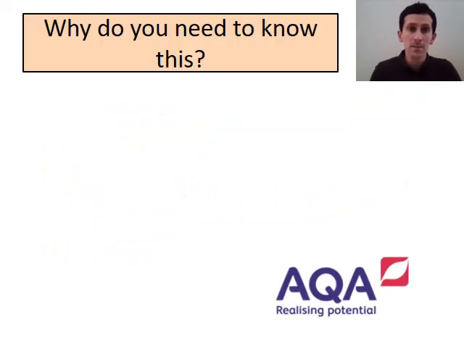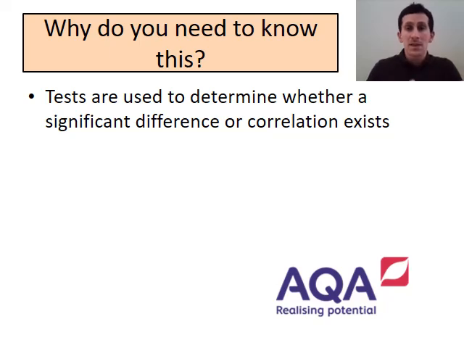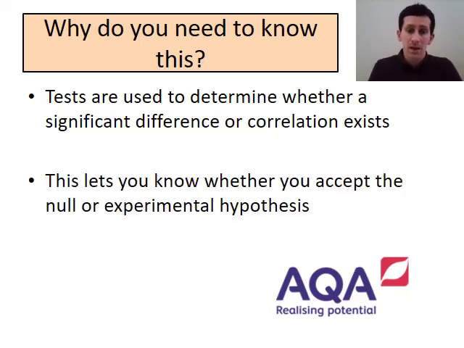So a lot of people always ask, why do we actually need to know this? Well, statistical tests are used to determine whether there is a significant difference or if there's a correlation between two sets of data. So you conduct your experiment, you put all your data through a statistical test, and it tells you whether there is a difference between your experimental condition and your control condition. And this lets you know whether or not you should be accepting your null hypothesis or your experimental hypothesis. And also, it's in your spec. So whether you like it or not, you've got to learn this particular topic and how to answer the questions.